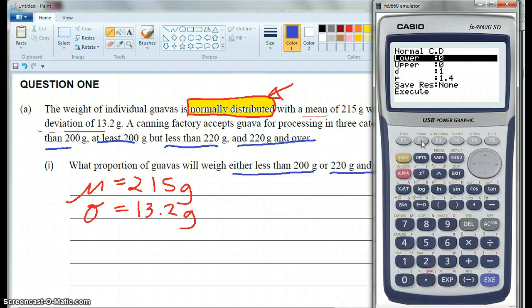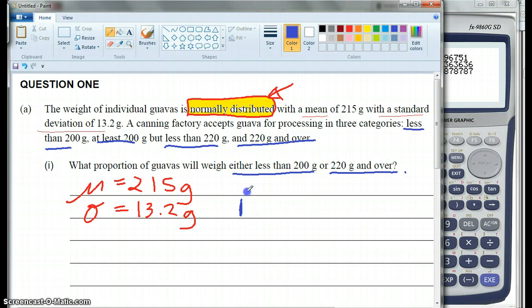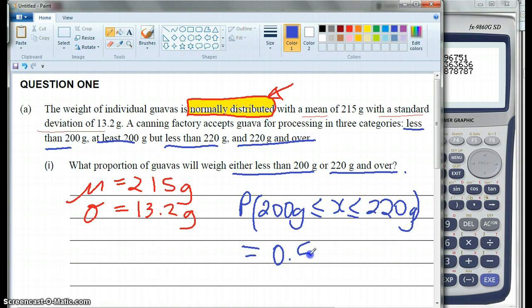Now I'm going to choose to go from 200 to 220 with a standard deviation of 13.2 and a mean of 215. Okay, but what does that give me? It gives me 0.52. So the probability that it's between there and there is going to be equal to 0.52.